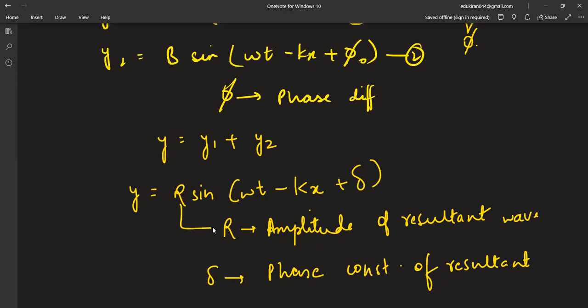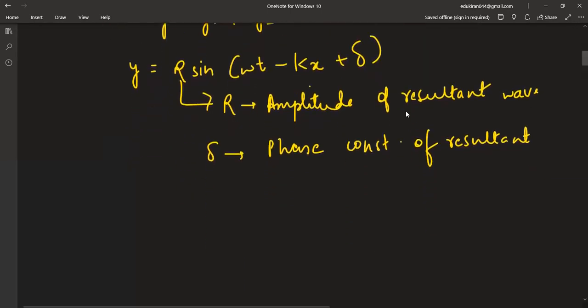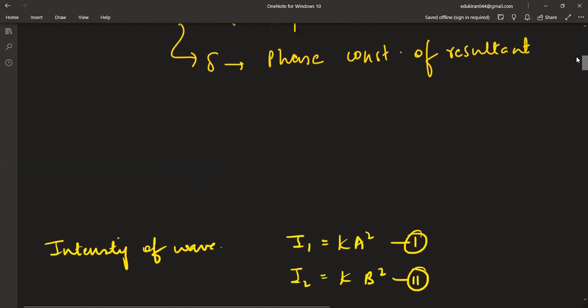So R is the amplitude of the resultant wave. And this δ is the resultant phase constant. One initial phase constant is present, but when the waves have superimposed on each other, a new wave has also resulted. Understood? So how do we write this? How do you calculate this?